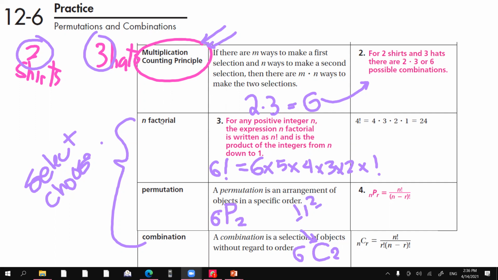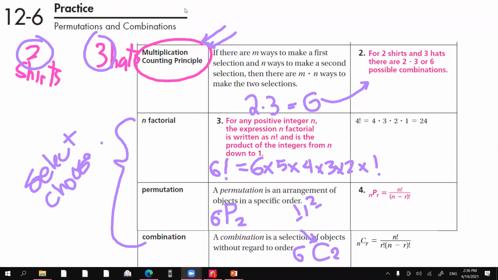The n factorial: if I want to read all of the 6 books, I would say 6 factorial. If I want to choose only 2 from the 6, not all of them, and I want to take the first 2, I will say permutation. If I want to take any 2 books, maybe the last one, I will use combination.